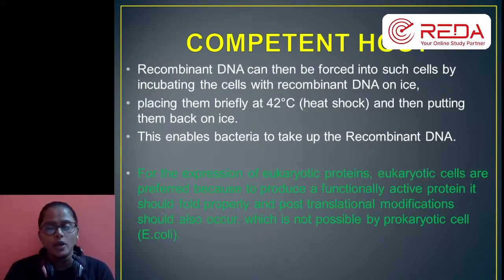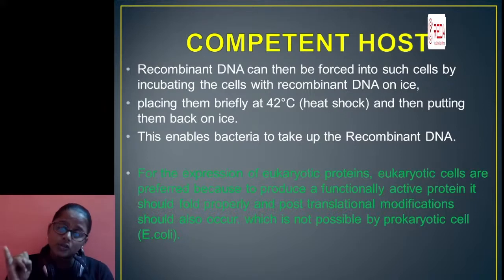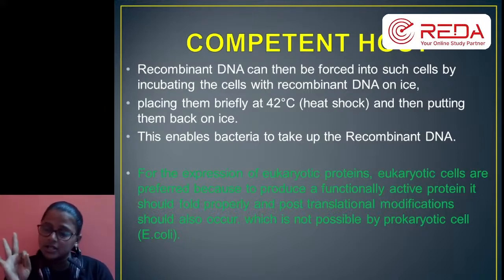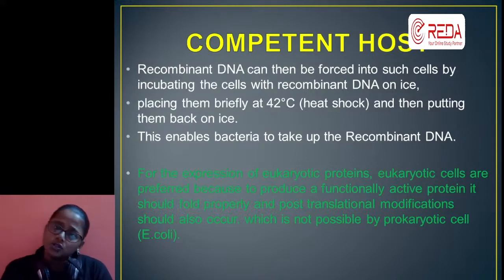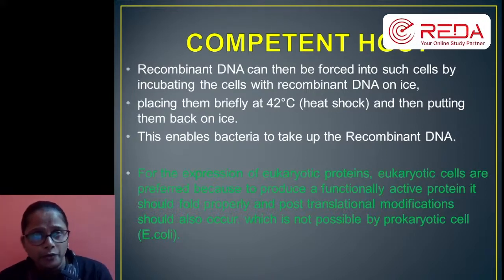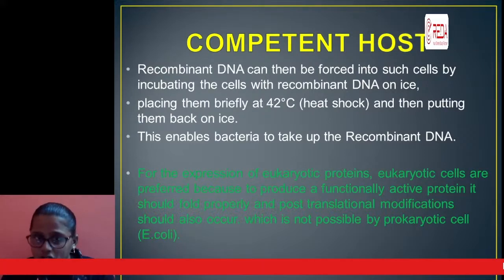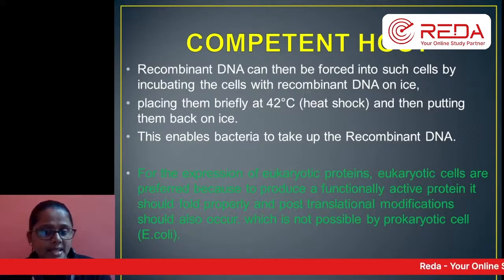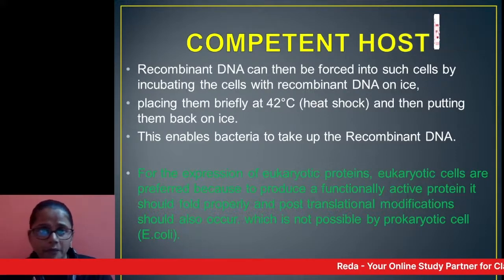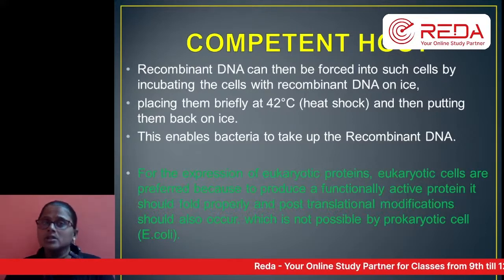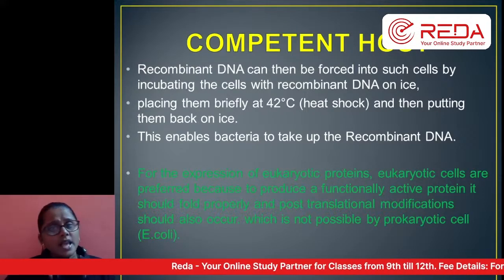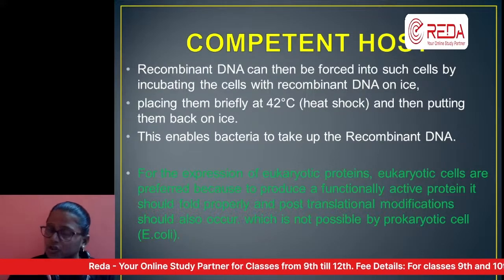So for expression of a eukaryotic protein, eukaryotic cells are preferred, because functioning active proteins will have many folds in them. You may have heard these terms: primary structure, secondary structure, tertiary structure, and quaternary structure. These are the four different structures of the protein. And they can be very complex based on the linkage, alpha sheets, beta plates, what bonds they are connecting with, and how many folds they are forming. Based on this, they get very complex. The more complex they are, the more specific the functions and great roles they have.